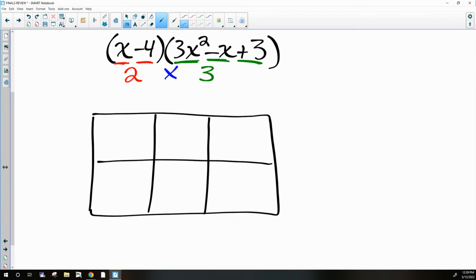See how there's 2 boxes on the side? Because x and -4 are each one term, so it's 2 terms. The second one has 3x squared as the first, -x as the second, and 3 as the third term. You need to have a box side for each one. So on the side, we're going to put x and -4. Make sure you keep the signs in front of the number so you know if it's a positive or a negative number.